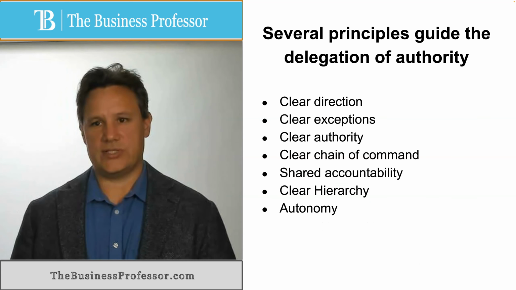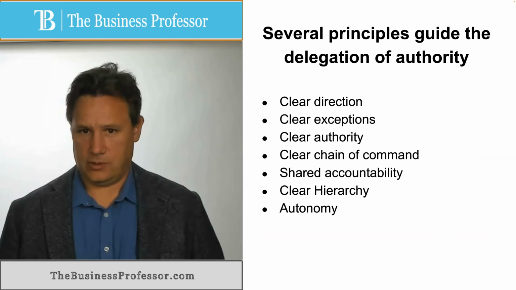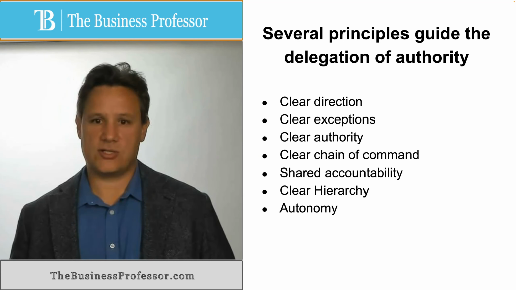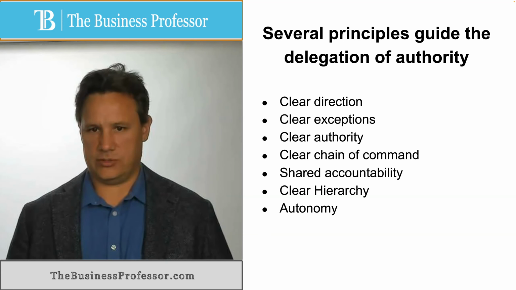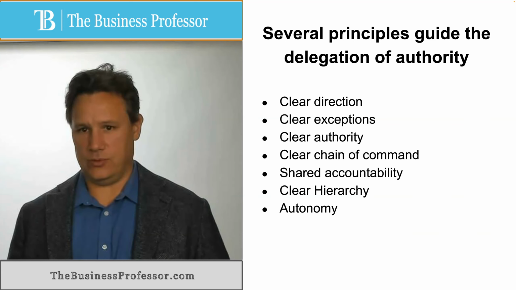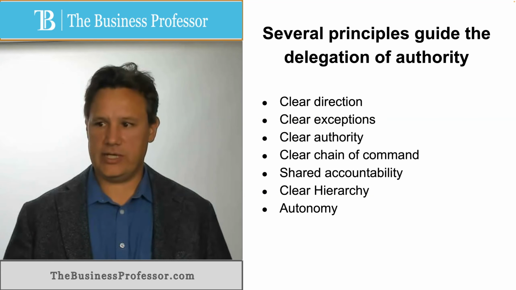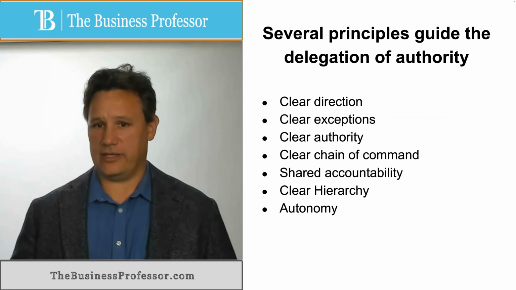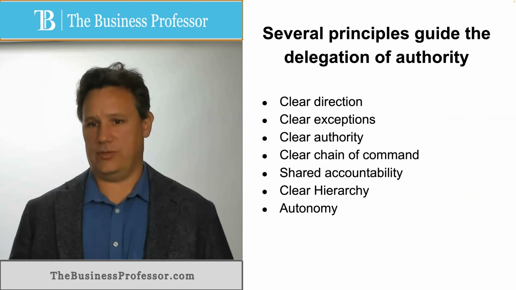There are several principles that help guide the delegation of authority, and this has a lot to do with effective communication. In order to effectively delegate authority, you need to start off by providing clear direction and clearly communicating to the person you are delegating to what is expected of them, what are the areas in which they are allowed to make decisions, and what are the areas in which they're not allowed to make decisions. You need to make sure that they're very clear on what authority they have and what authority they don't have, as well as the chain of command.